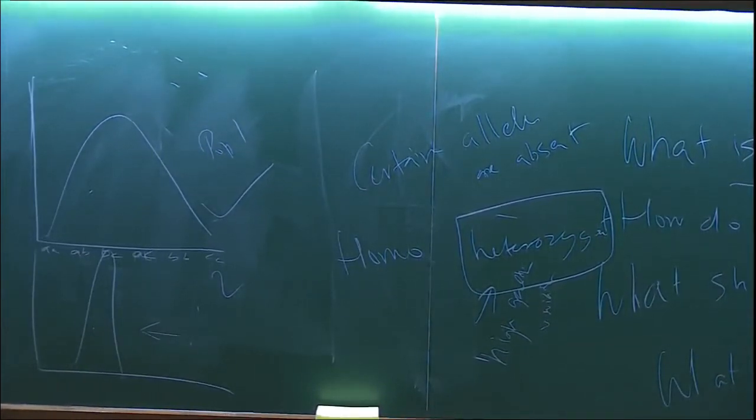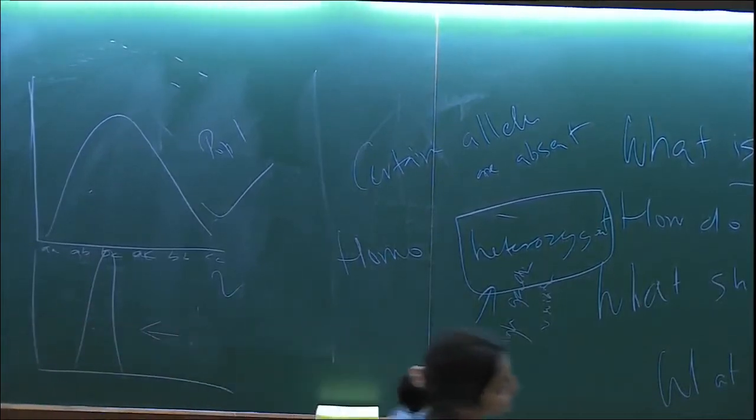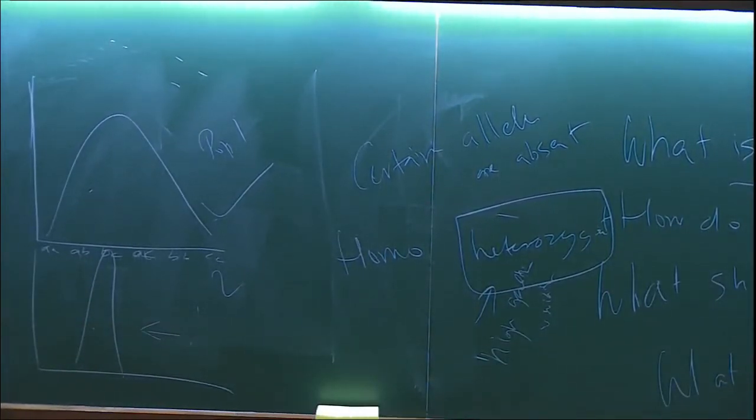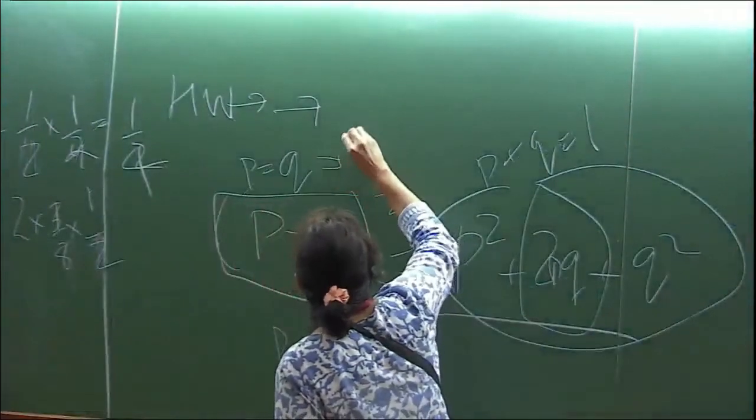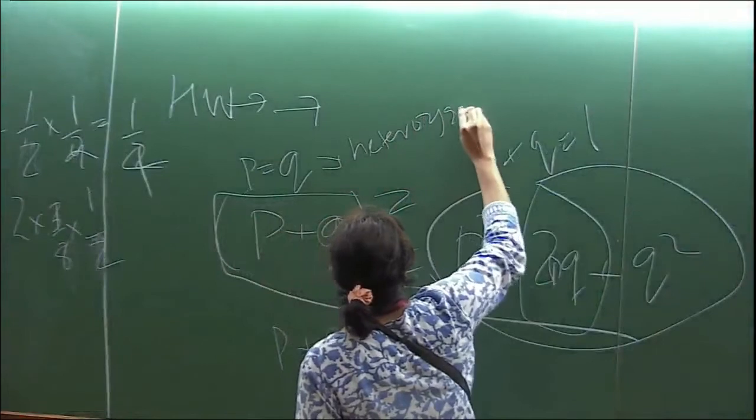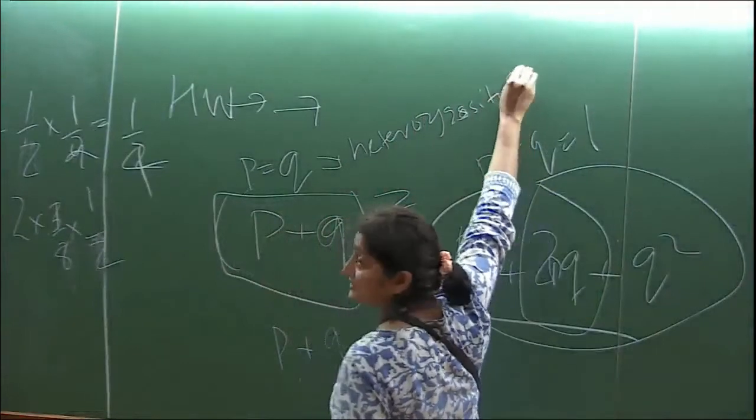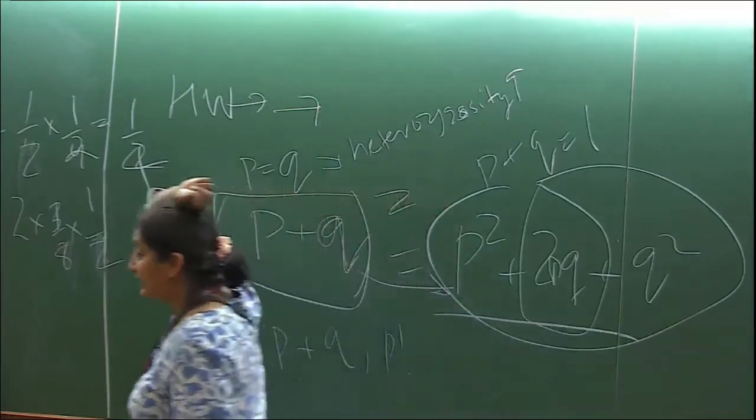Yeah, but even if you have only two alleles, heterozygosity itself is dependent on the frequency of the alleles, right? So under what allele frequencies? Okay, but why? Yeah, so basically when p equals q, heterozygosity is the highest.